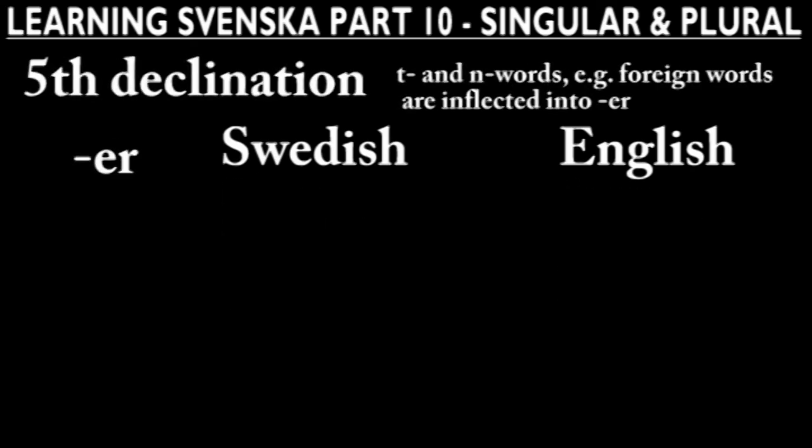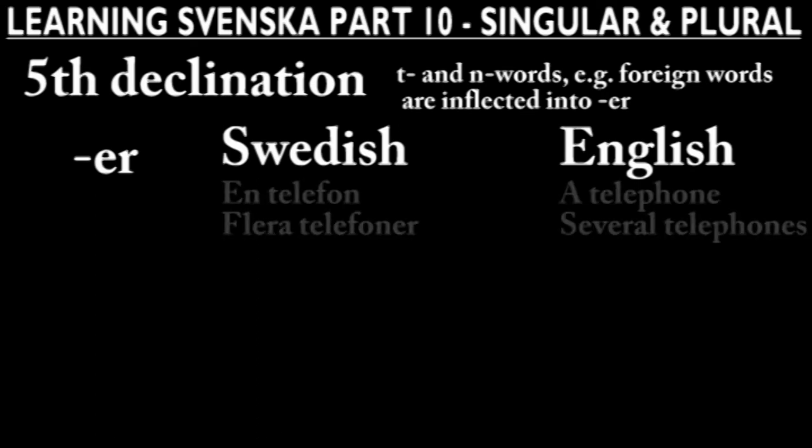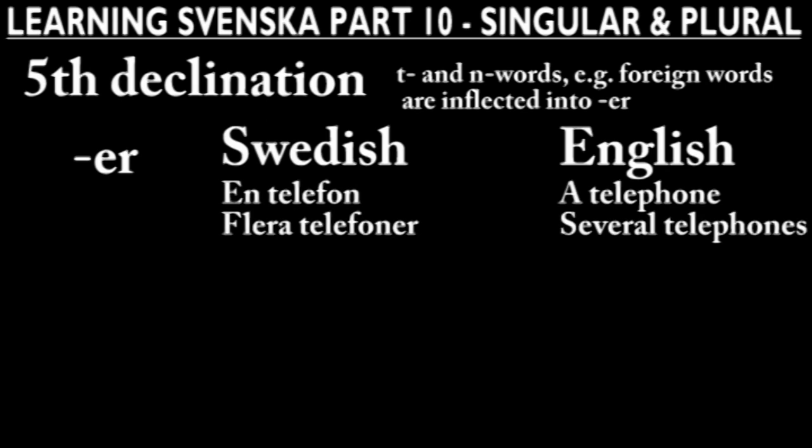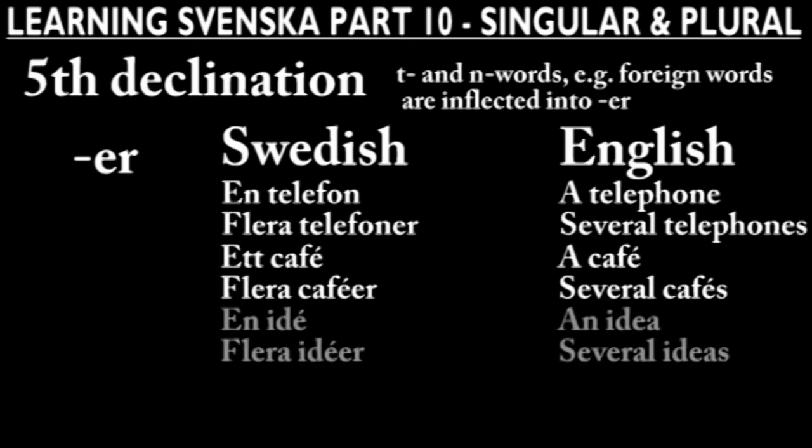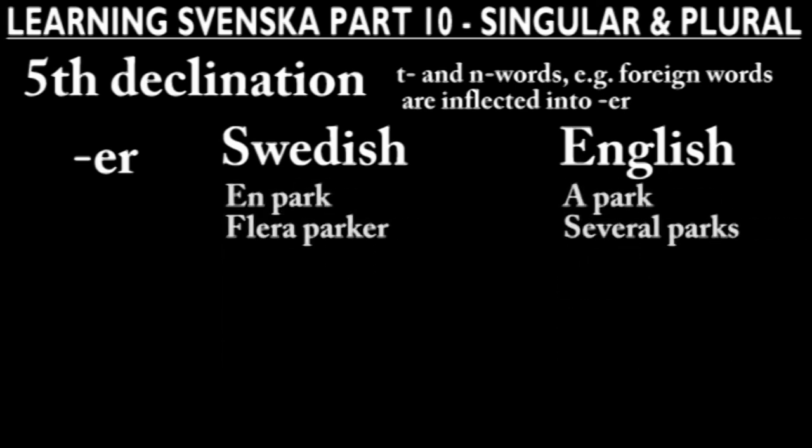Fifth declination. Er. Both T words and N words belong here. A lot of foreign words with emphasis on the last vowel belong here. En telefon, flera telefoner. Ett café, flera kaféer. En idé, flera idéer. En park, flera parker.